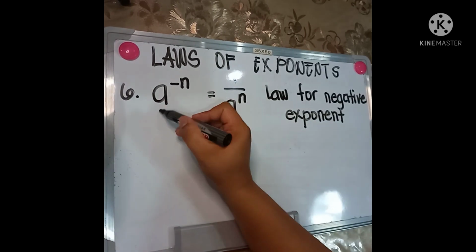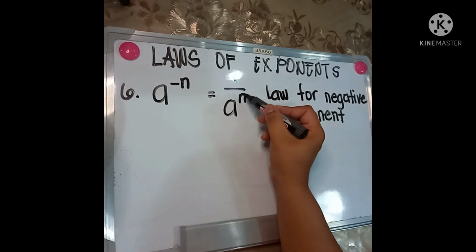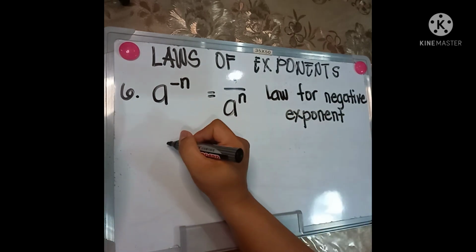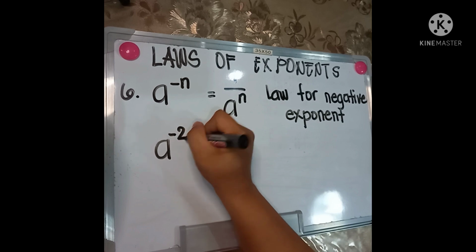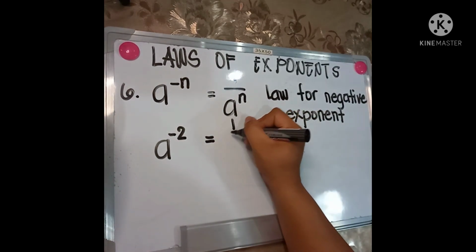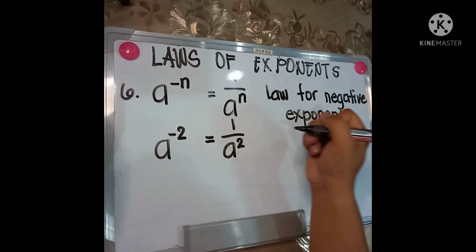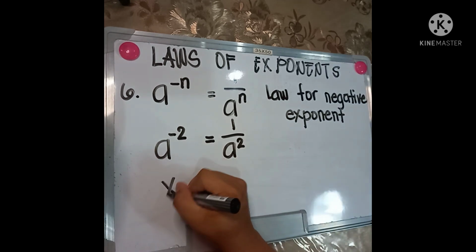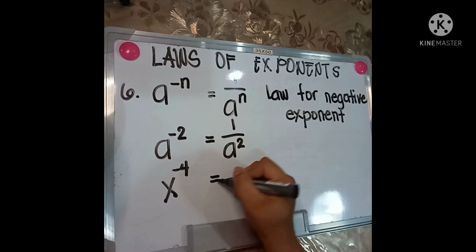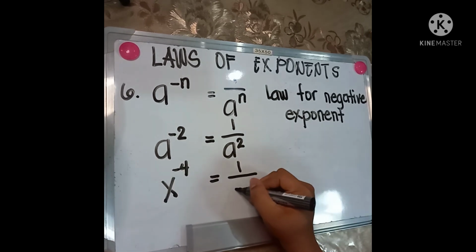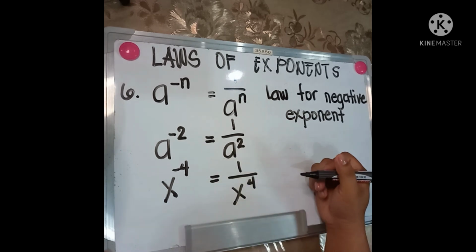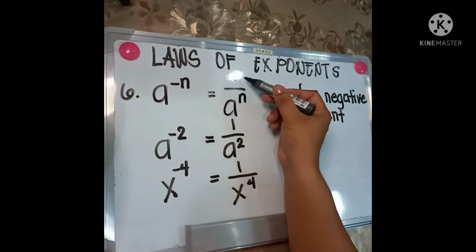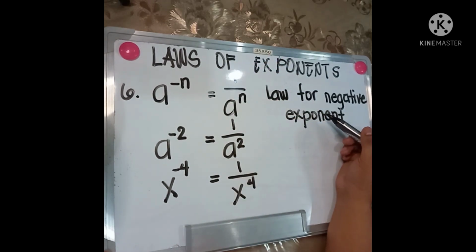And the sixth law states that a to the power of negative n is equal to 1 over a to the power of n. That is the law for negative exponent. For example, a to the power of negative 2 will be equal to 1 over a squared. Another example, x to the power of negative 4 would be equal to 1 over x to the power of 4. That is the sixth law of exponent, the law for negative exponent.